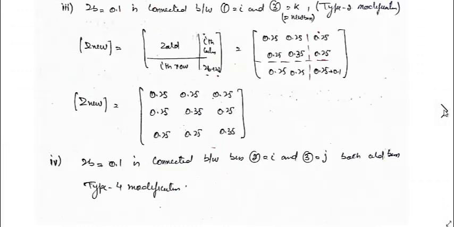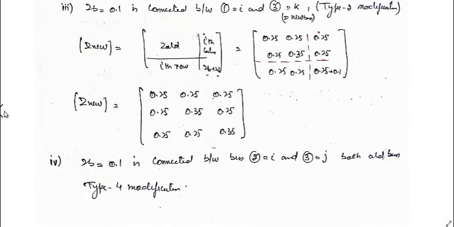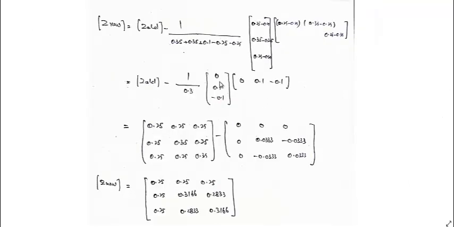So what is the difference of the second column and third column? The difference of this will be 0, the difference of this will be 0.1, the difference of this will be minus 0.1. So here it is 0, 0.1 and minus 0.1. This is the difference of the second column and third column. Now we have to calculate the difference of the second row and third row.